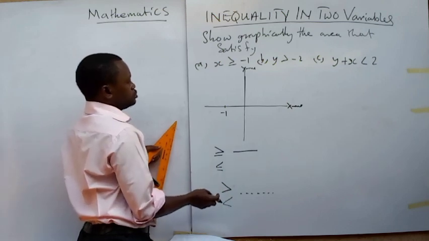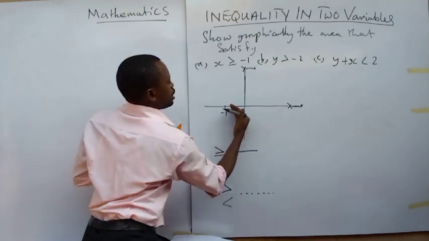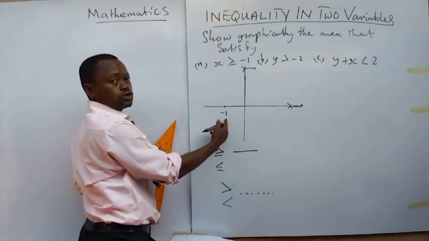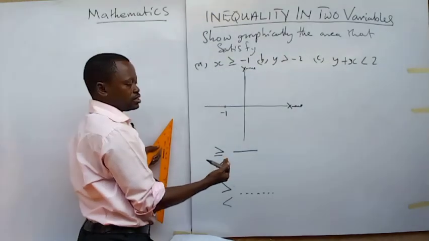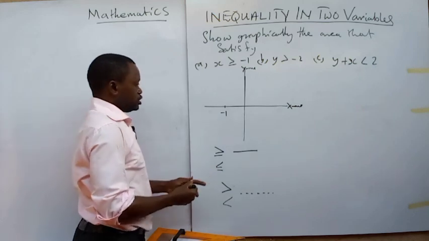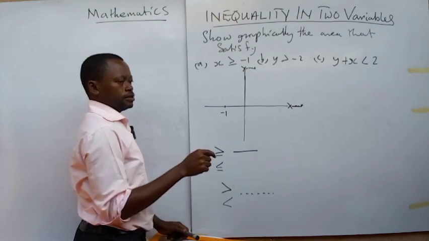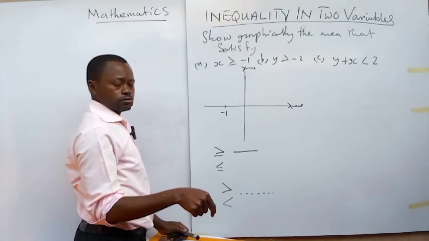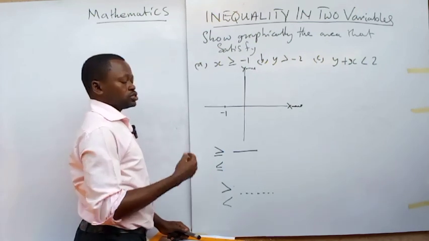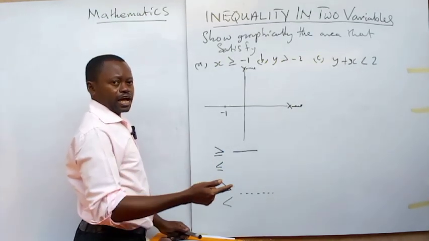Now, if x is greater than or equal to -1, the range should lie this way, because this is the area where all the values that are greater than -1 lie. You understand that? And in my concept, because certain literature say the unshaded region is the area that satisfies the inequality, but in my own, I use the shaded region as the area that satisfies the inequality. I shade it.